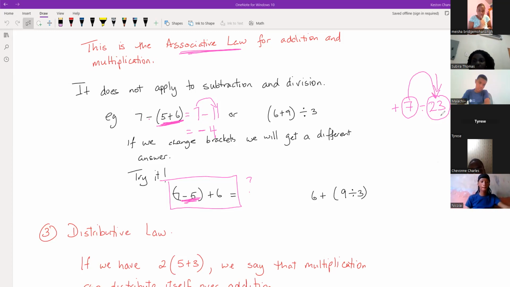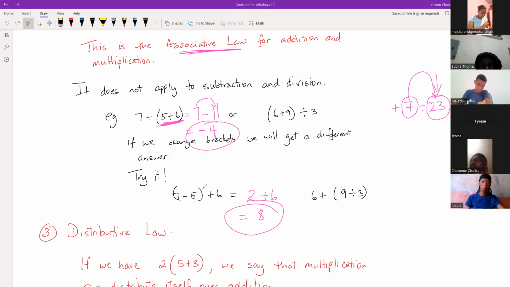Negative 16, right? That's how it looks, something like that. And with this one here, if I change where the brackets are, look at what happens. 7 minus 5 now is going to leave me with 2 plus 6, and 2 plus 6 is 8. So the answers are totally different. So the rule of the associative law does not apply to subtraction and division.